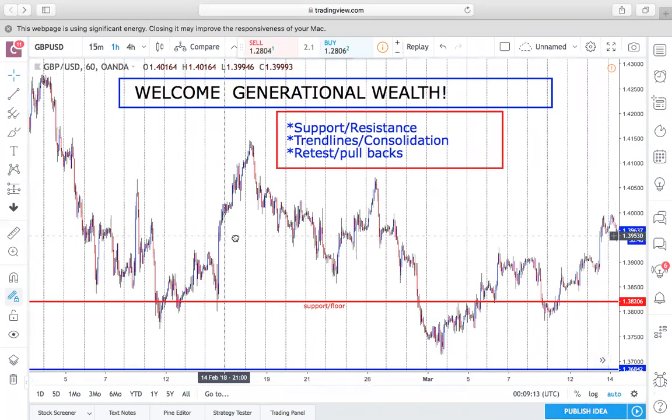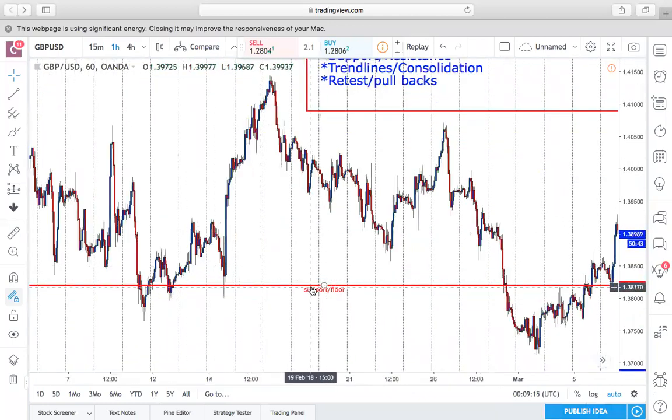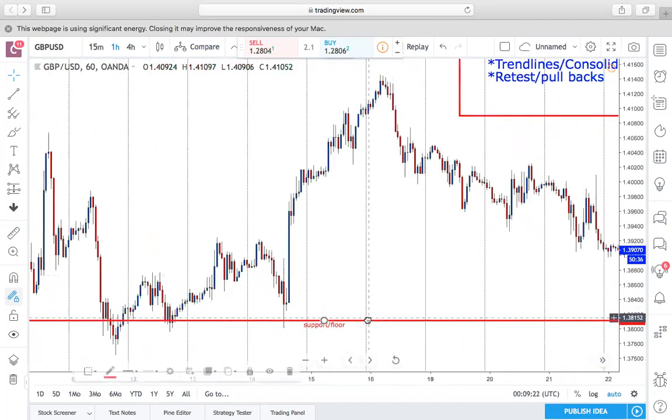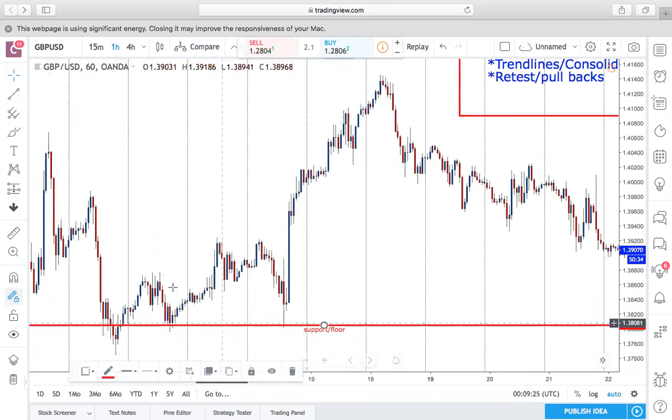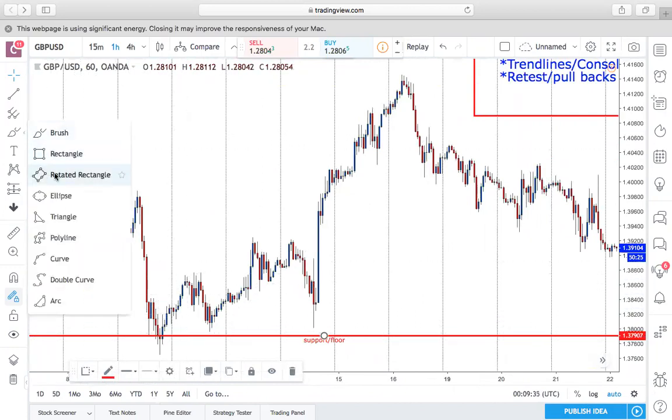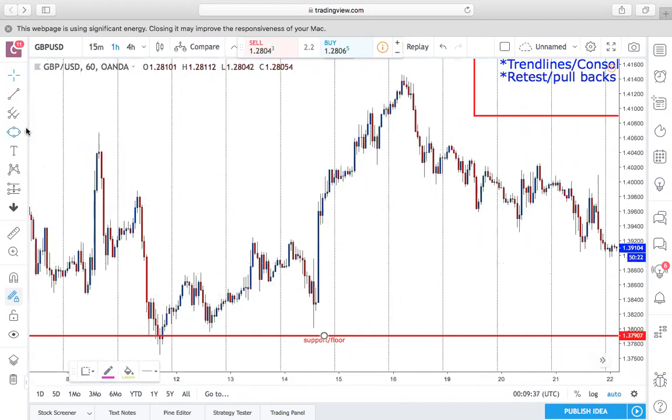So let's begin. On my screen, you'll see this red horizontal line, which is my support line. I'll show you what support is. You can think of support as a floor, because price will come down here, bounce off the floor, and reverse, as you see right here. Same thing here, price bounced off the floor and reversed. Same thing here, support.